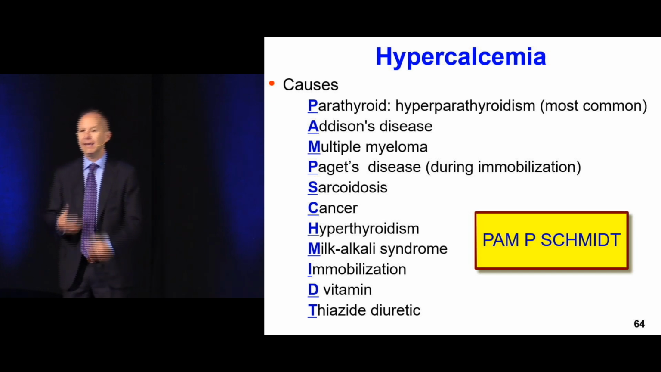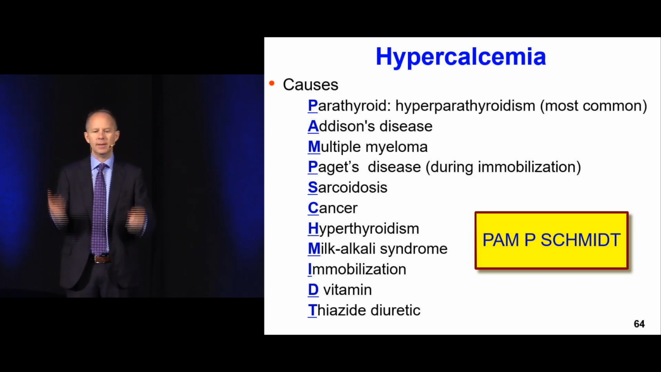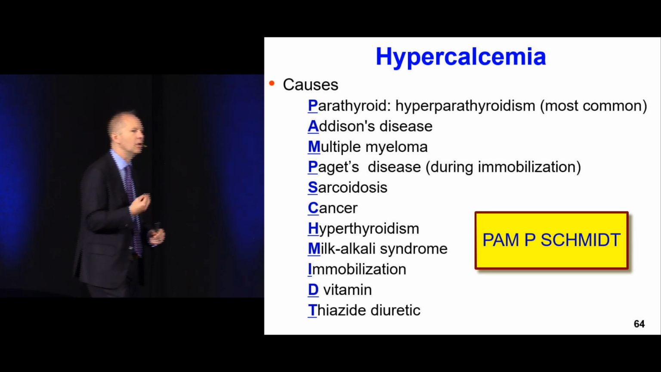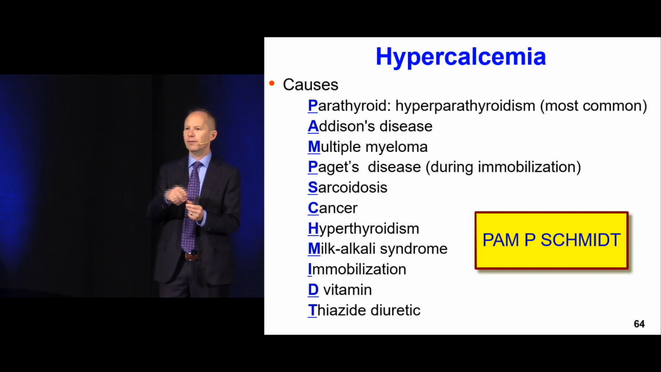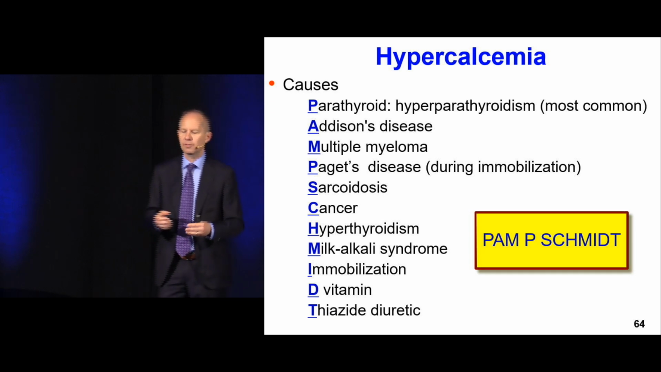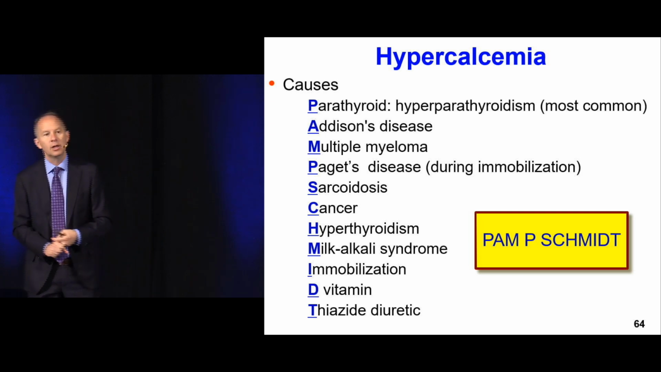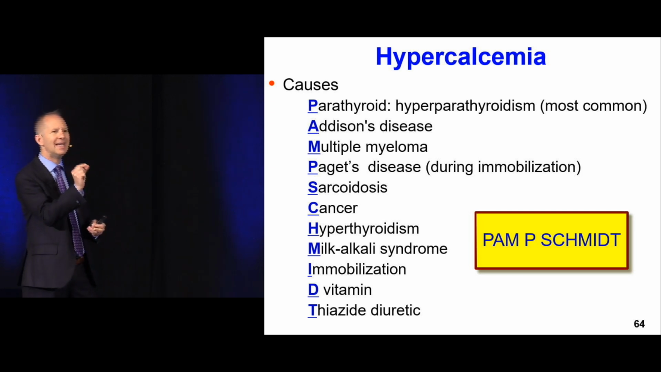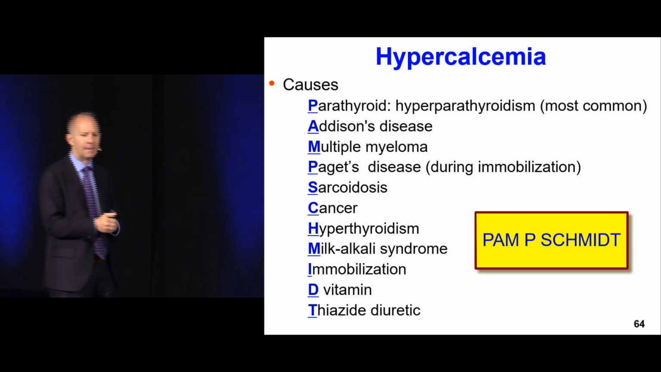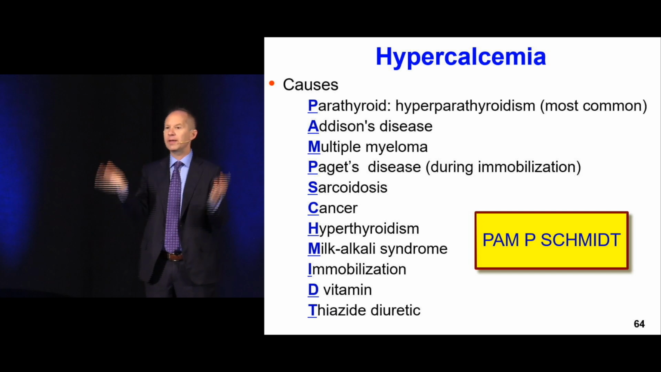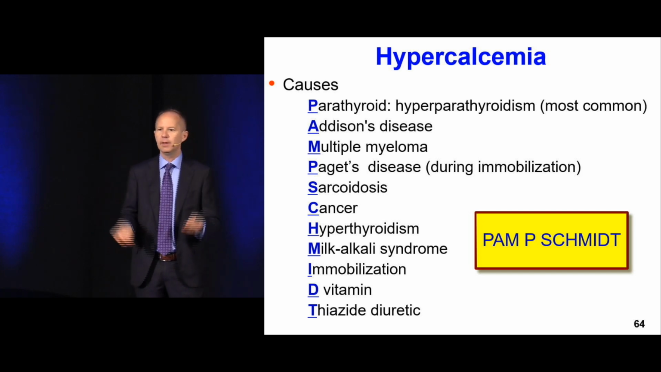Multiple myeloma, yeah, a lot of bone turnover, so hypercalcemic. Paget's, bone turnover. Sarcoidosis, turns out a lot of these granulomatous diseases make a precursor of vitamin D, so you can get hypercalcemic from that. Cancer, you got to know that one, could be from bony destruction. It could be because the cancer is making a PTH-like substance, okay? That can happen too. Hyperthyroidism, it's one of the hypers. It's one of the things where all the things go up in hyperthyroidism, the calcium going up, increased bone turnover, that's why.